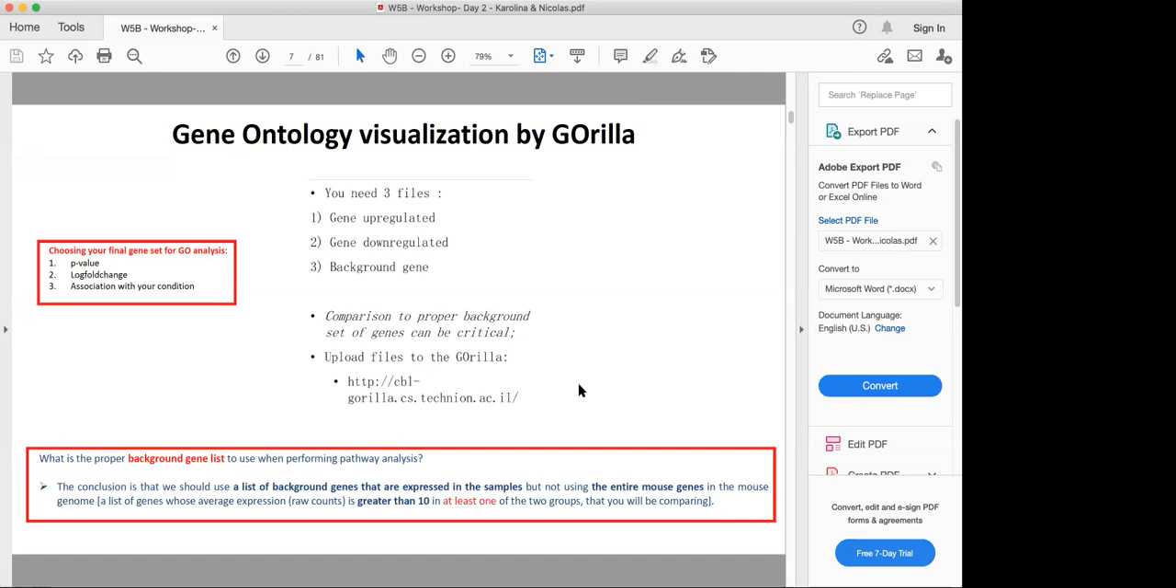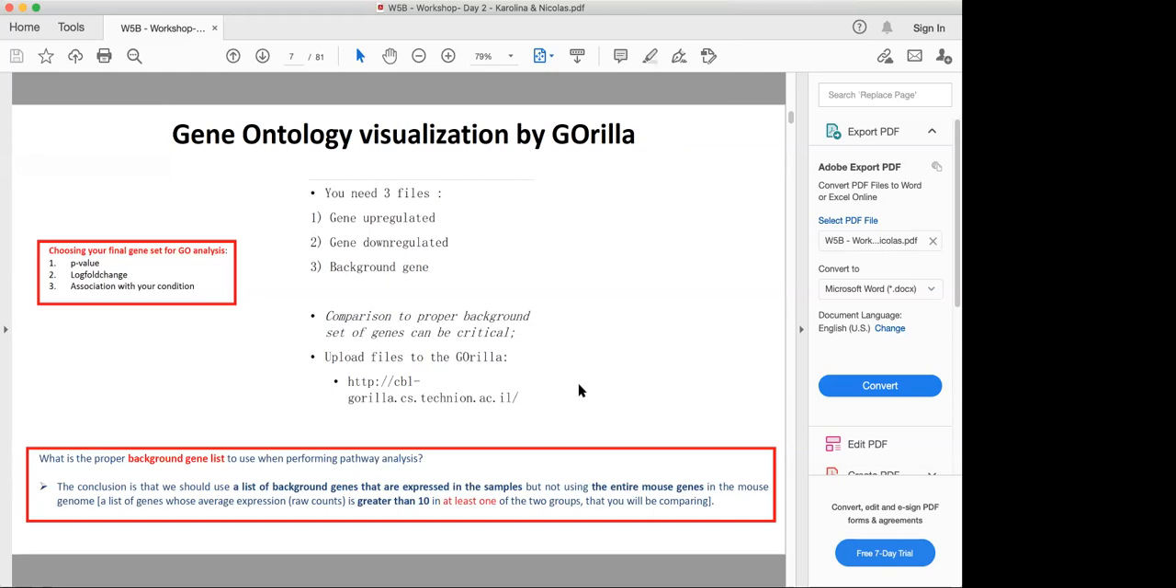However, after a lot of recent discussion, we decided that many of those genes, from the human genome or the mouse genome, were actually not expressed at all in our samples. And using them as a background makes no sense. So we decided to use as our background genes those that are expressed in the samples.